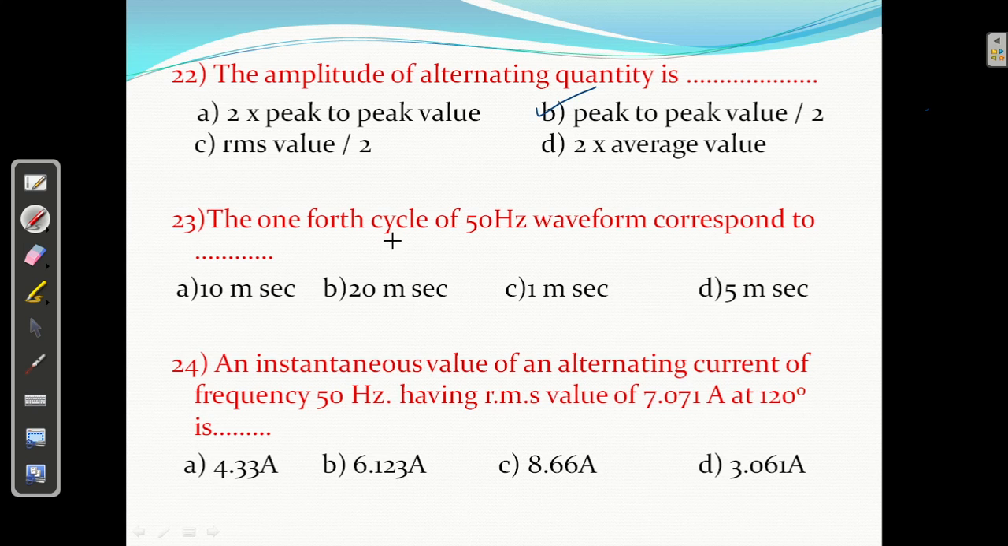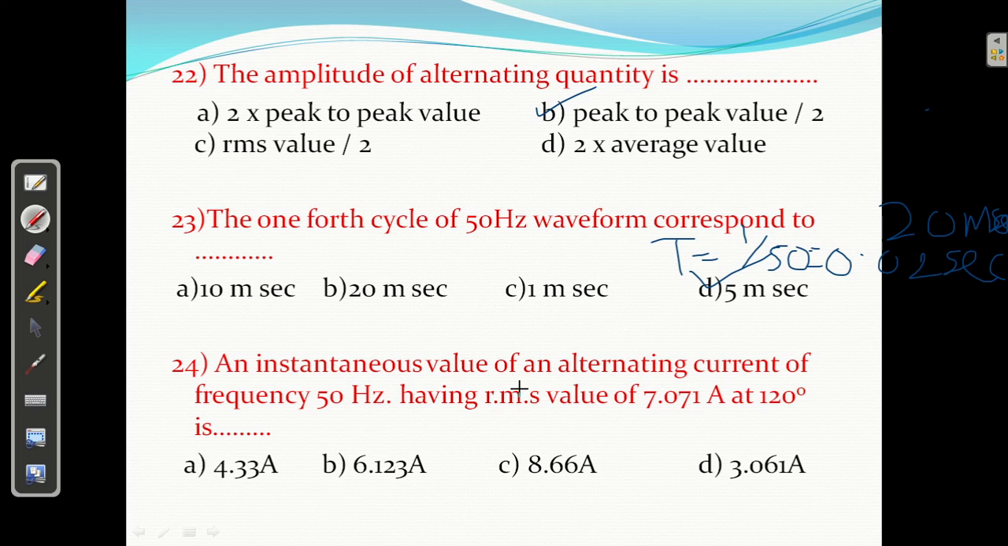23. 1/4 cycle of 50 Hz waveform corresponds to, 50 Hz का time period क्या होगा? Time required for 50 Hz, 1/50 means 0.02 seconds, right? So that is 20 millisecond. So half cycle means 10 millisecond, और उसका 1/4 cycle means 5 millisecond. So 1/4 cycle of 50 Hz means 5 millisecond, right?